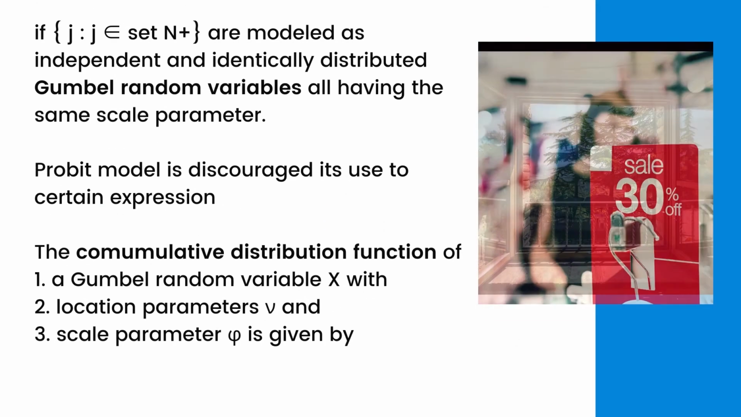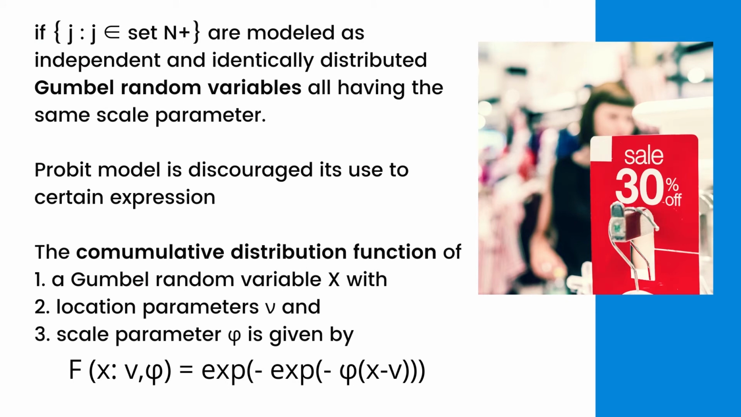However, a closed form expression for the selection probability can be obtained if ej for j belonging to set N plus are modeled as independent and identically distributed Gumbel random variables, all having the same scale parameter. The cumulative distribution function of the Gumbel random variable x with the location v and the scale parameter psi is given by this formula.